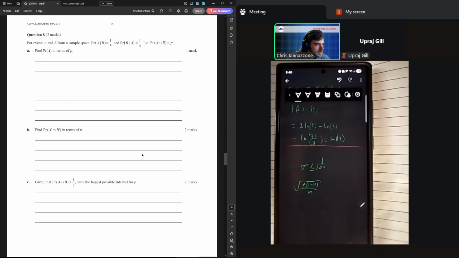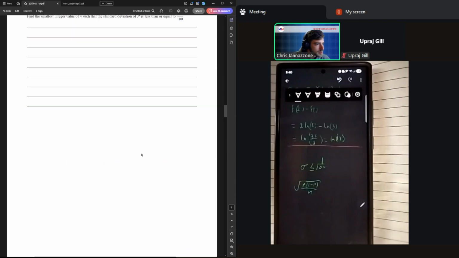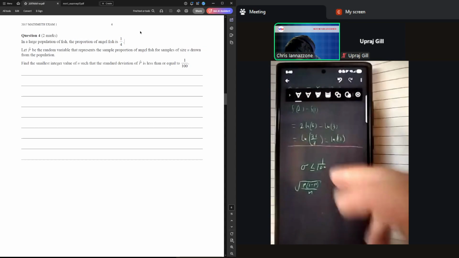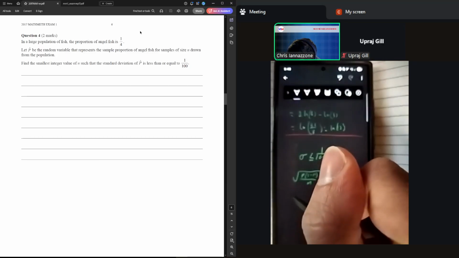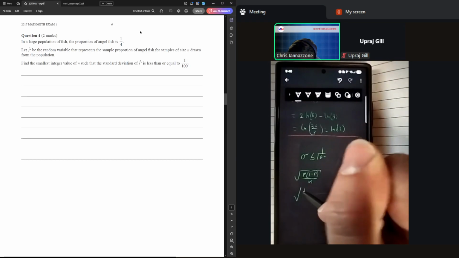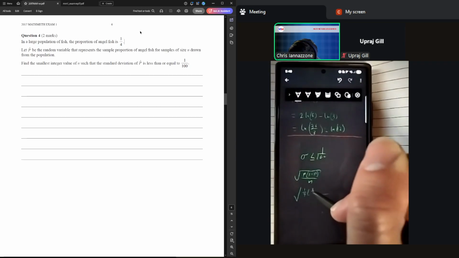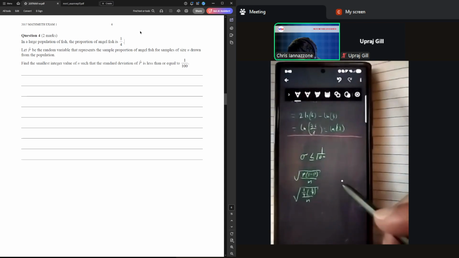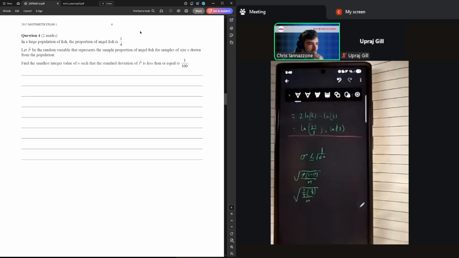If we go back to the question, we were actually told that p is a quarter. The proportion is p, and since the proportion of angelfish is a quarter, we now have p is a quarter. So what we now have is the square root of a quarter times 3/4, all on n, and n is the thing we're trying to solve for. Then from there, we want that to be less than or equal to 1 on 100.